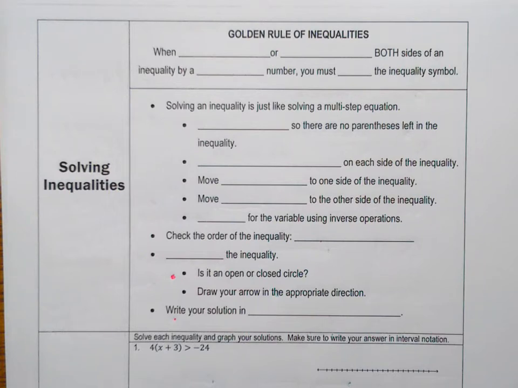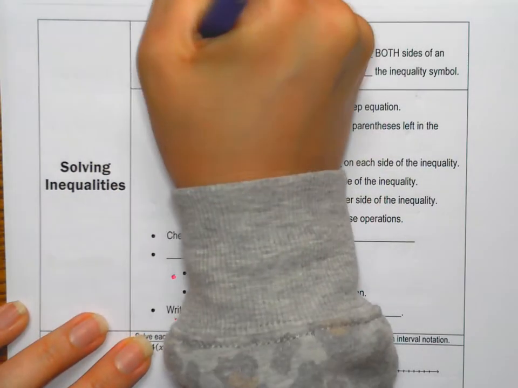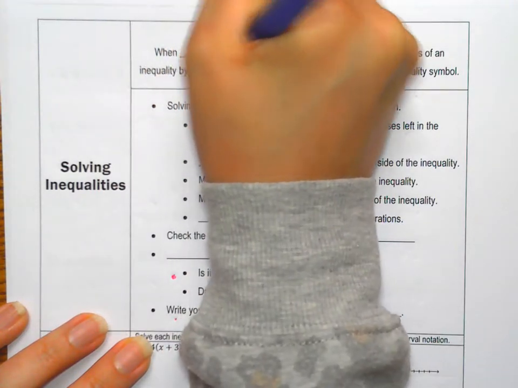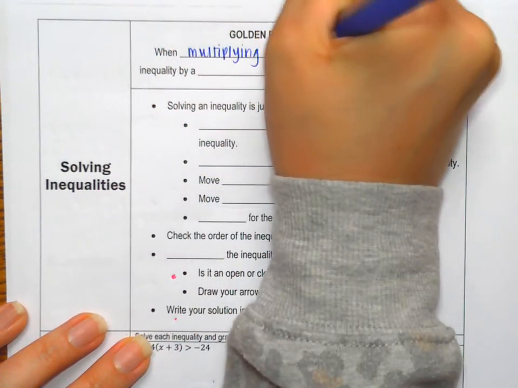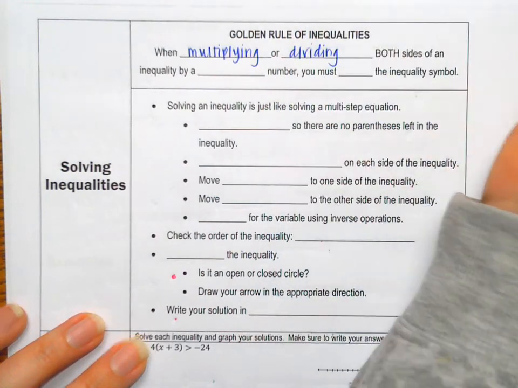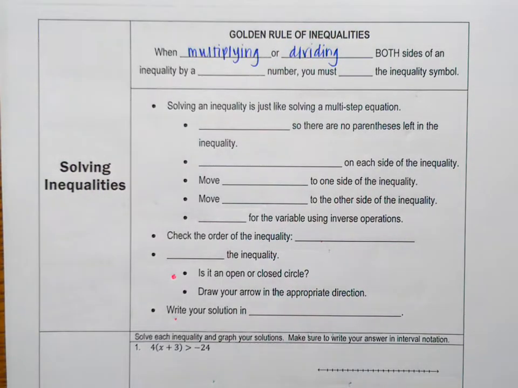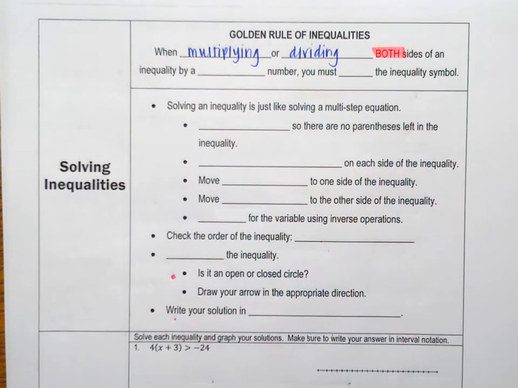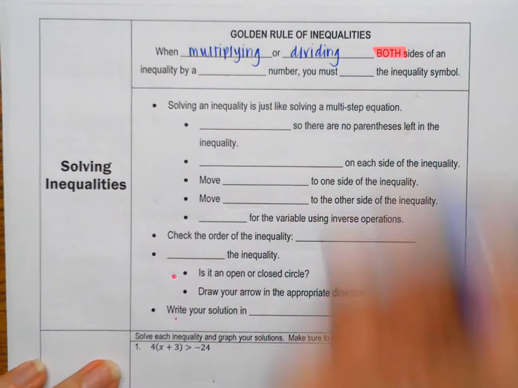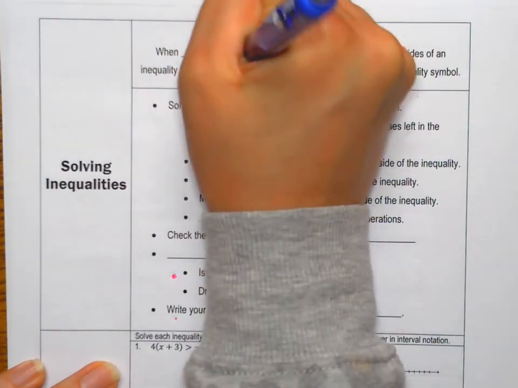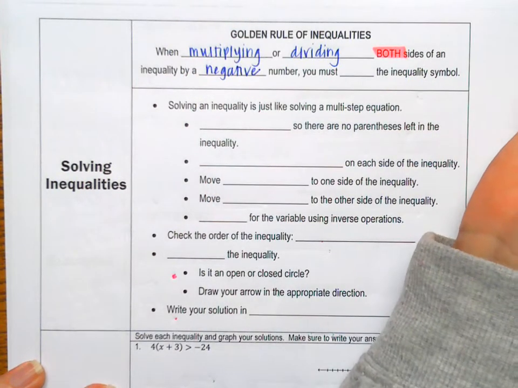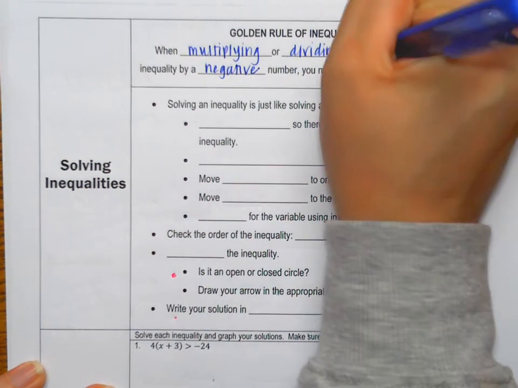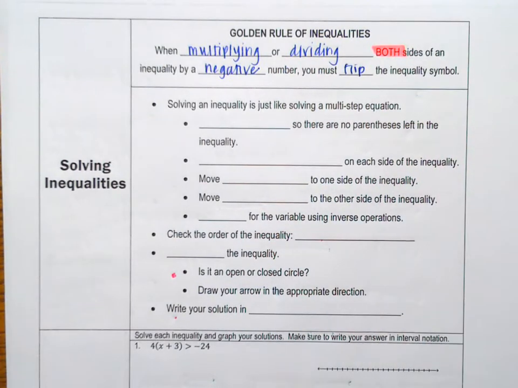So when you are multiplying or dividing both sides, super important that both sides is key here, of an inequality by a negative number, you must flip the inequality symbol. And so if it's greater than and you're dividing both sides by a negative, you'd make it less than. If it was greater than or equal to, then you'd make it less than or equal to.